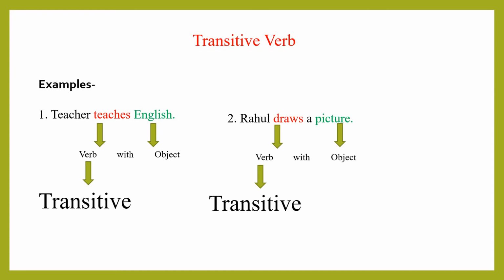To know whether a sentence has an object or not, we just ask the question "what" to the verb. If we get the answer, then there is an object. If we don't, then there is no object. Just come to the examples again. Ask the question: what teaches? English is the object. What draws? Picture is the object.